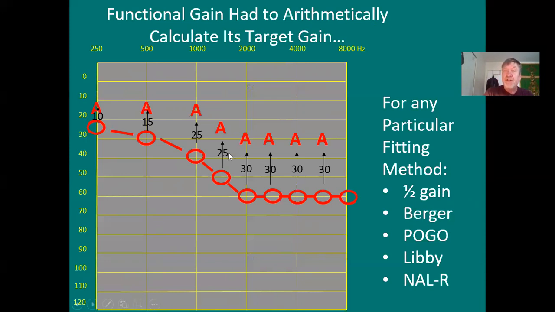The Berger targets, follow my cursor. The A's might be like this, especially at 2,000 hertz. They would be a little bit more than half gain, especially at 2,000 to 3,000 hertz. Okay? The POGO method would be about half gain, probably a little bit less than half gain, except at 4,000 hertz they'd want half gain, so these A's would be a little bit lower. The Libby method, the A's would be all about a third above. Okay, so you know what I'm saying, right? So this is functional gain.